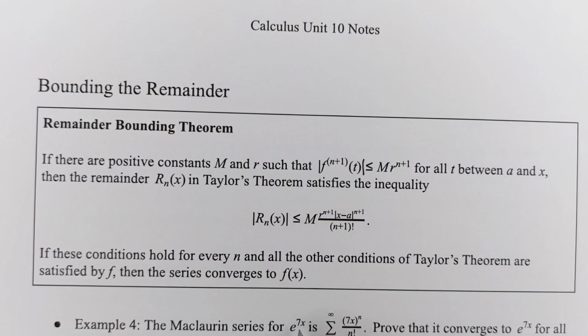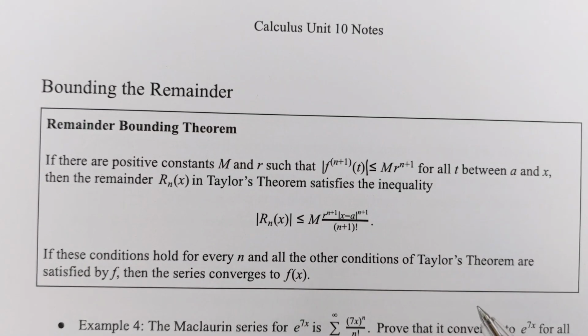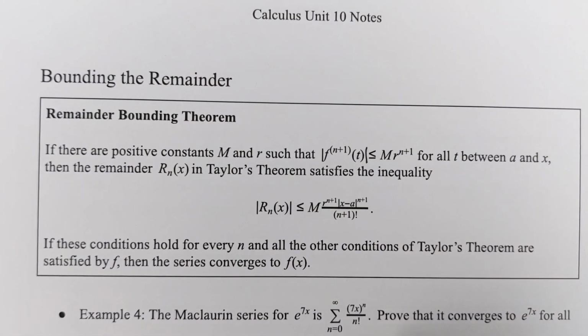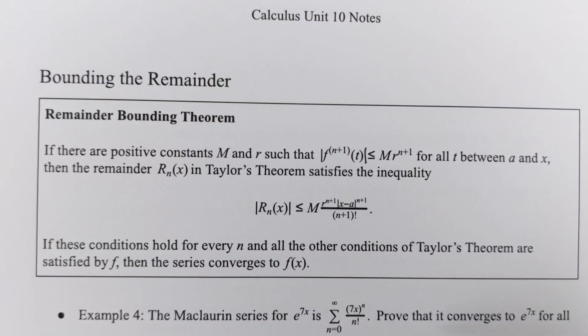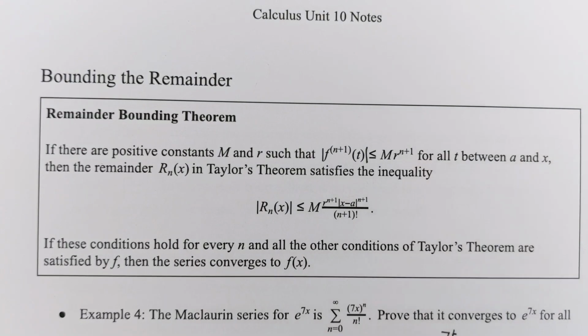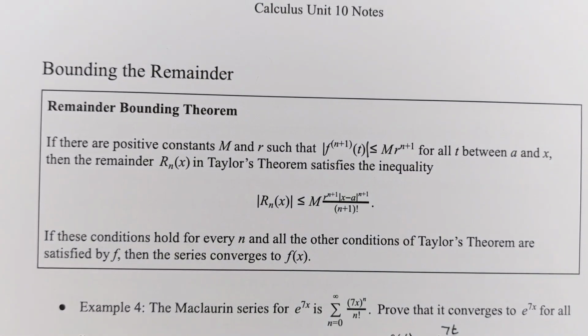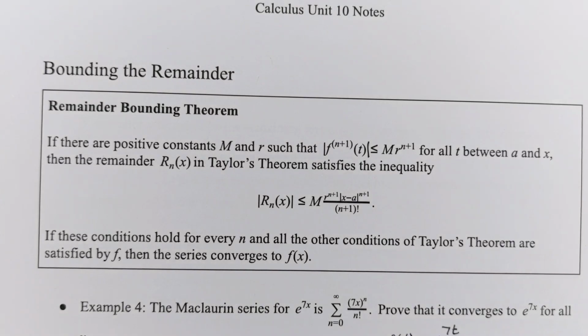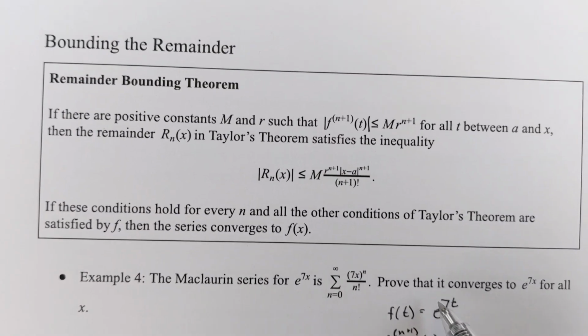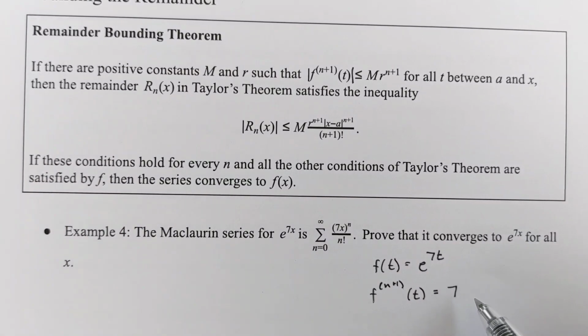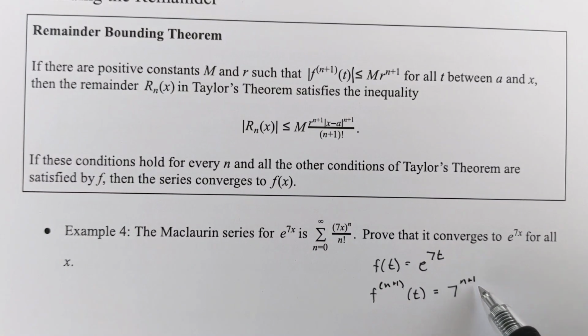Okay, so the Maclaurin series for e to the 7x is given by this. Prove that it converges to e to the 7x for all x. So our f of t is given by e to the 7t. So that's that part. I can work out what the n plus 1th derivative is, because every time I take a derivative, a 7 comes out front because of how e works. So 7 to the n plus 1, the first derivative has a 7, and so on and so forth, and then e to the 7t.